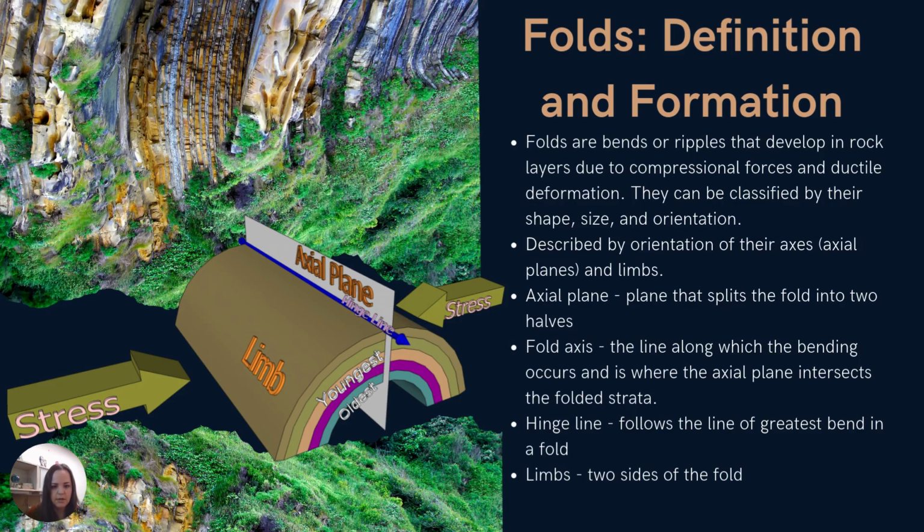There's also a diagram right there for you to reference that shows you the axial plane, the plunge line, and then the limbs on either side. We also have the fold axis, which is the line along which the bending occurs. That's very similar to the axial plane. And then the hinge line, which follows the line of greatest bend in the folds, wherever the greatest bend is, and then the limbs are the two sides. Now, sometimes these folds are oriented differently, in which case we might use the term plunge, and we'll talk about what that looks like in a second.